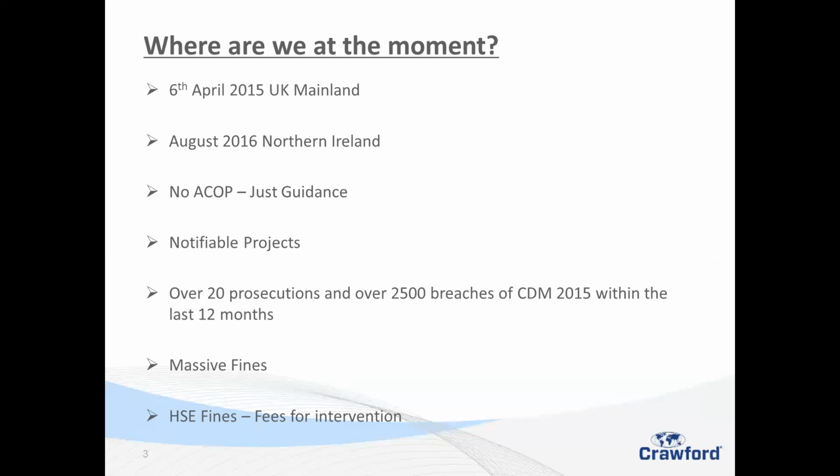We have something also called Health and Safety Executive fees. They're called fees for intervention: £129 an hour plus expenses at the moment. Very, very expensive in the long run. I'm wondering whether that's why they didn't do an ACOP, as they could find it easier to find fault with us, but that's just my opinion.